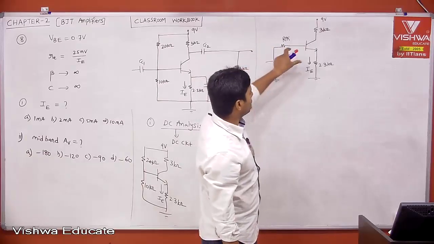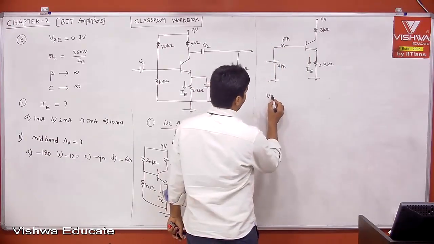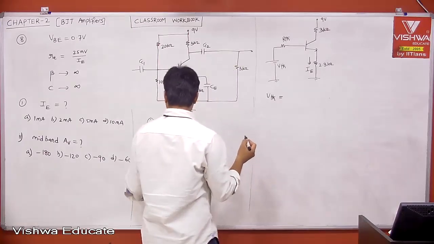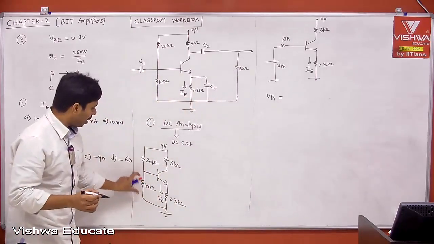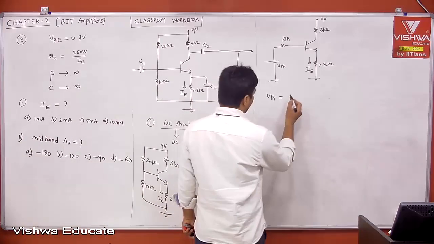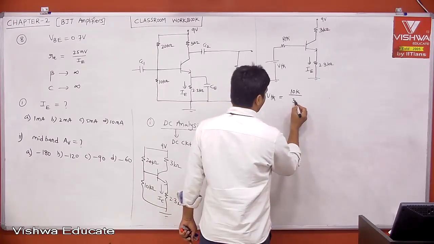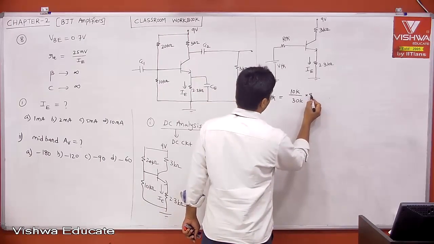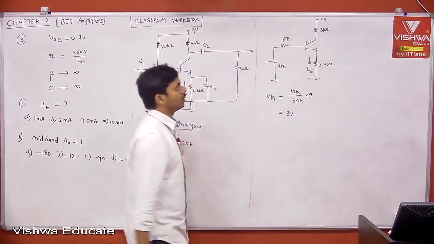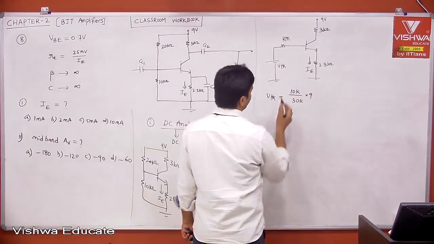Then simply VThevenin is equal to this voltage plus this voltage. What is VThevenin? VThevenin is equal to, by voltage divider network, 10K divided by 20K plus 10K into 9. That is VThevenin. Therefore, 10K divided by 30K into 9. This is nothing but 3 volt. No need to calculate RThevenin, but if you want, you can calculate it. Therefore, VThevenin is equal to 3.